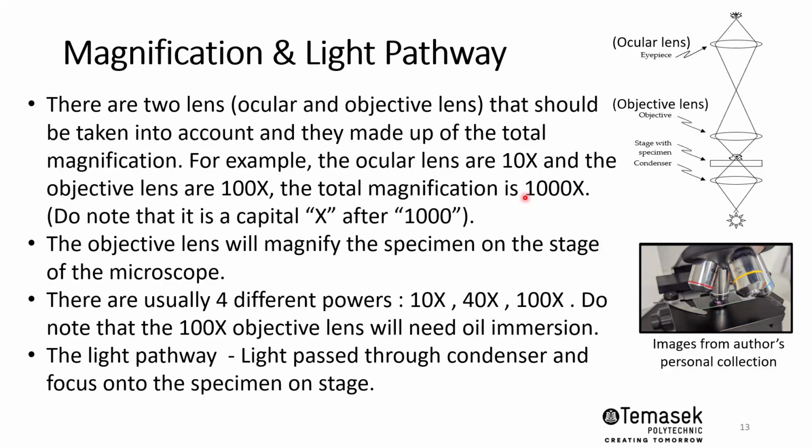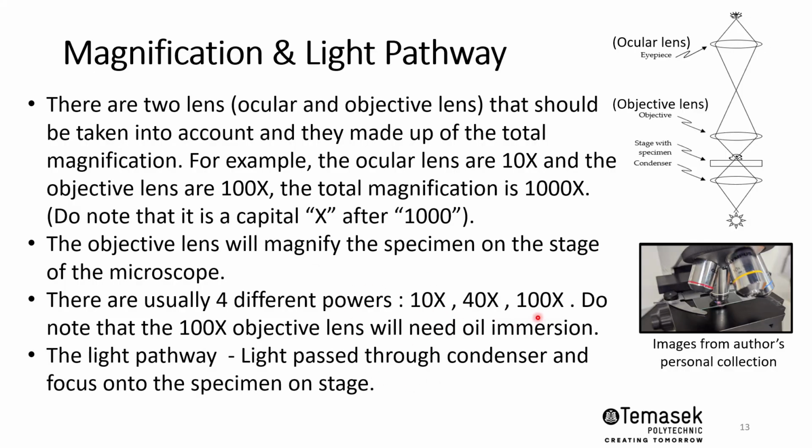The light comes from the light source at the bottom, indicated by the sun logo here, passing through the condenser, and then this is where your specimen sits at the specimen stage. It is then magnified through the objective lens, and finally the image will be formed on the ocular lens. Take note of the capital X after the different magnification index on the objective lens. The objective lens, as I mentioned, will magnify the specimen on the stage. Different flavors: 10 times, 4 times, 100 times.